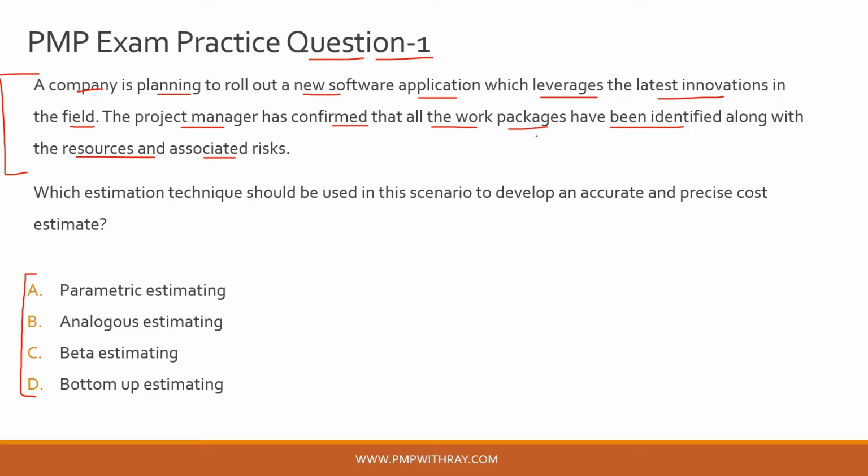So basically all the work packages and the associated work breakdown structure, the WBS dictionary, etc. has been created. Okay. So that can be assumed for this project. Which estimation technique should be used in this scenario to develop an accurate and precise? So 2 very important words to consider in the question stem: develop an accurate and precise cost estimate. Okay, and the 4 options are parametric estimating, analogous estimating, beta estimating, and bottom-up estimating.